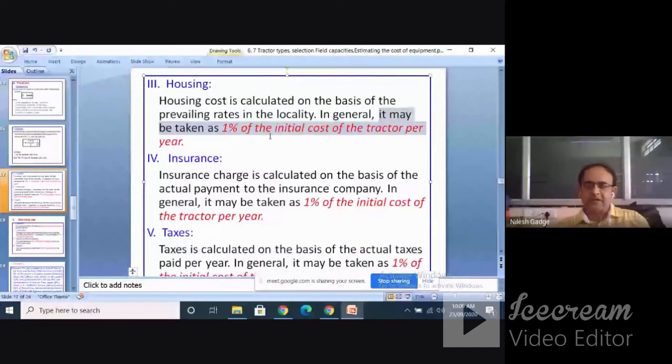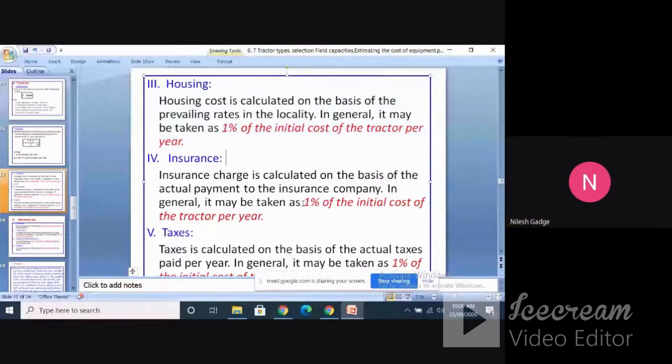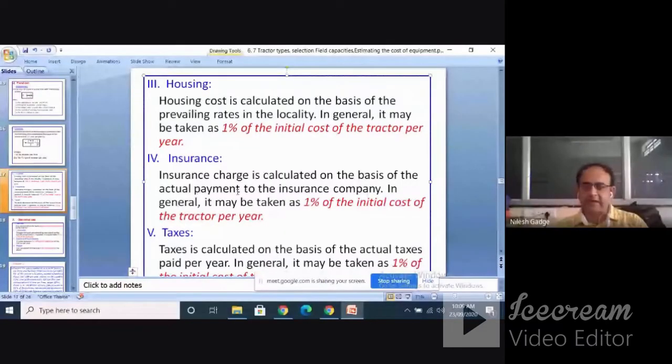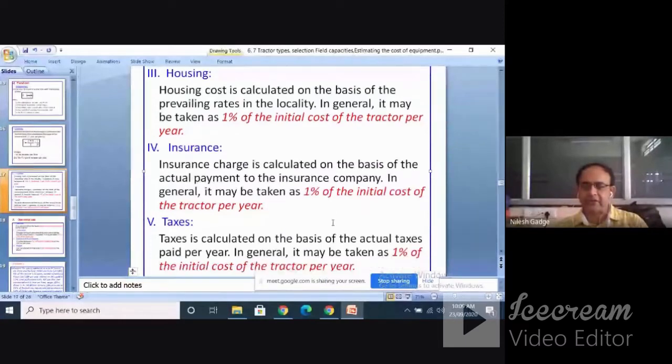Suppose you buy a tractor worth 10 lakh, or you invest 1 lakh, then how much? 1000. Housing is taken as 1% of initial cost of the tractor. Then insurance also. In short, write insurance is taken as 1% of initial cost of the tractor. Insurance charge is calculated on the basis of the actual payment to the insurance company, and taxes are calculated the same as 1% of the initial cost of the tractor.